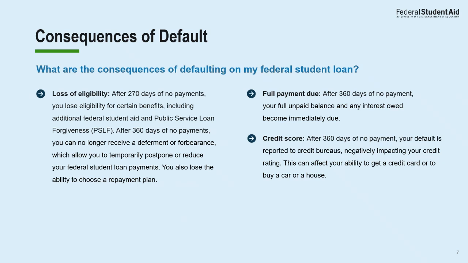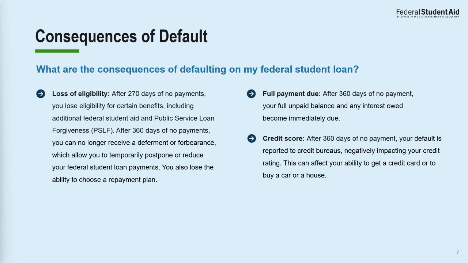So one of those sure ways that you will start to experience some of these consequences is around that 270 days, which impacts your loss of eligibility for certain benefits. That includes being able to have access to federal student aid and also being eligible for public service loan forgiveness. After 360 days of no payments, you will also no longer be able to receive a status for deferment or forbearance.